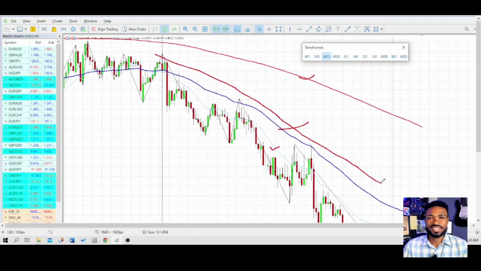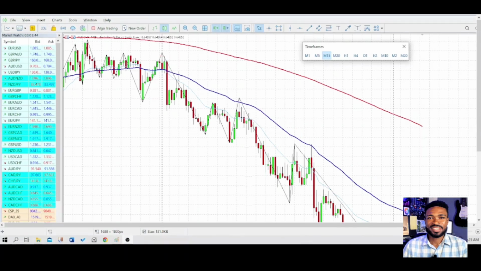Trend lines most of the time do not work. Okay, I'm not saying moving averages always work. Moving averages also don't work sometimes, but comparing trend lines to moving averages, they do the same job, and I prefer moving averages over trend lines. Okay. So how do you trade these moving averages?